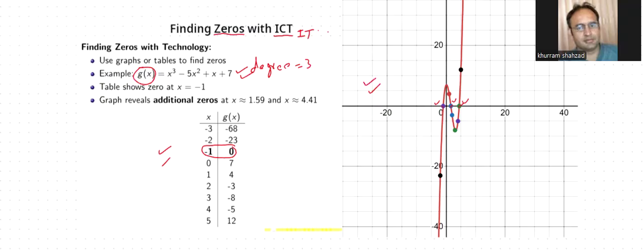So this polynomial has 3 zeros. We can check from the graph. The points at which the graph is touching the x-axis are actually the zeros of the polynomial.